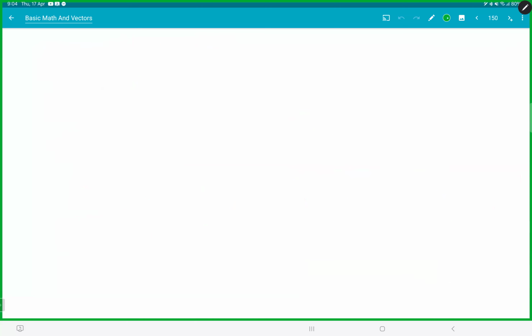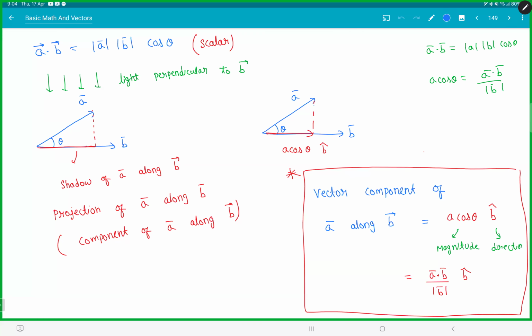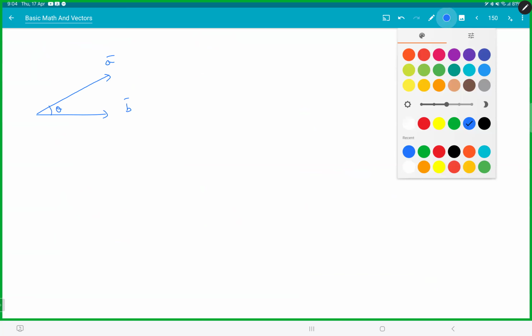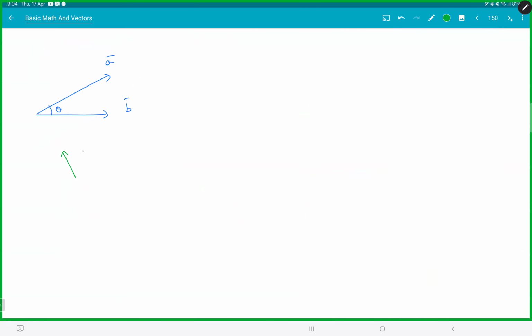Clear with this? Everyone copied this in the red box? I can do the other way around. Let's say this is a bar, this is b bar, and this is theta. Now this time, shine light this way, perpendicular to a bar. This time the shadow of b will fall on a. So this will be the length of the shadow, which is b cos theta. You're getting it? You can play the other way around also.